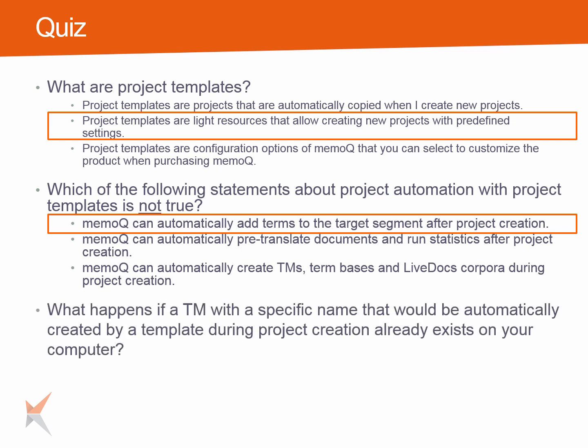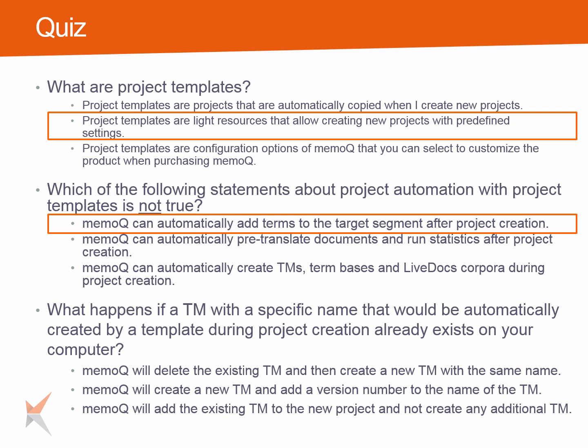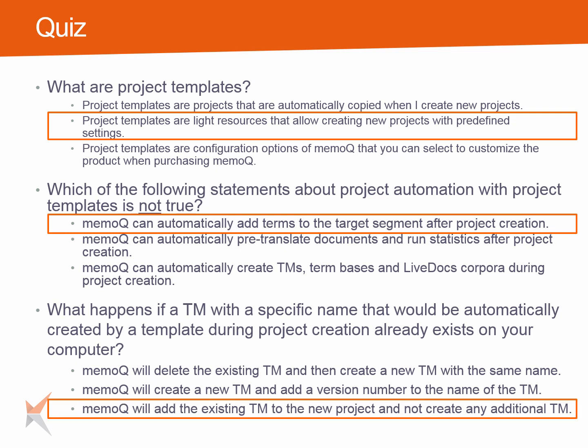Third question. What happens if a TM with a specific name that would be automatically created by a project template during project creation already exists on your computer? The possible answers are: memoQ will delete the existing TM and then create a new TM with the same name. memoQ will create a new TM and add a version number to the name of the TM. Or, memoQ will add the existing TM to the new project and not create any additional TM. The correct answer is: memoQ will add the existing TM to the new project and not create any additional TM.